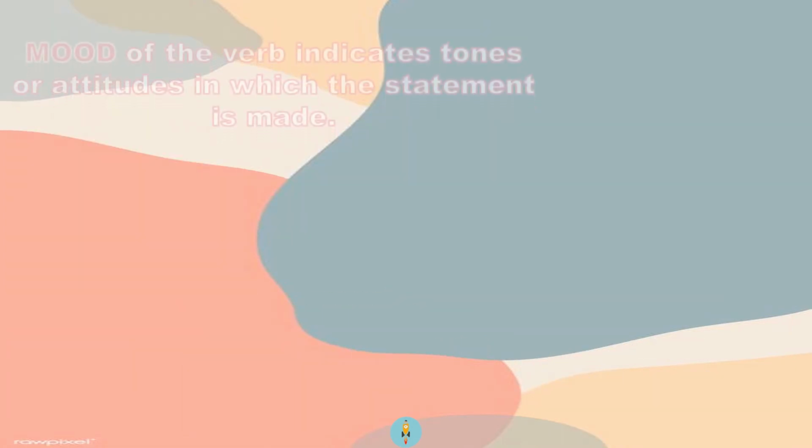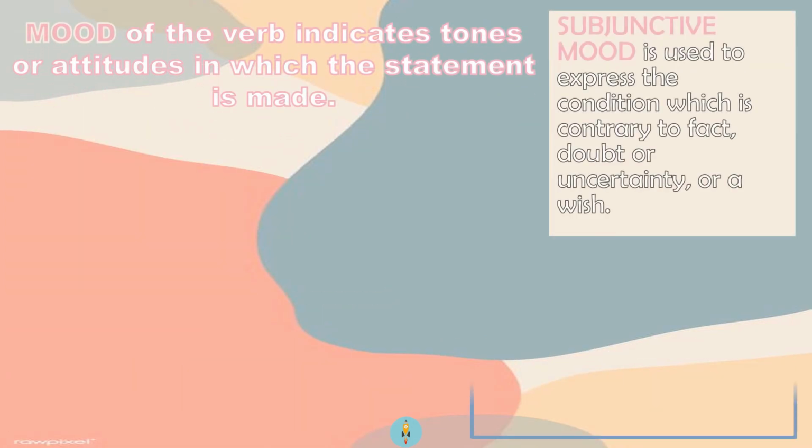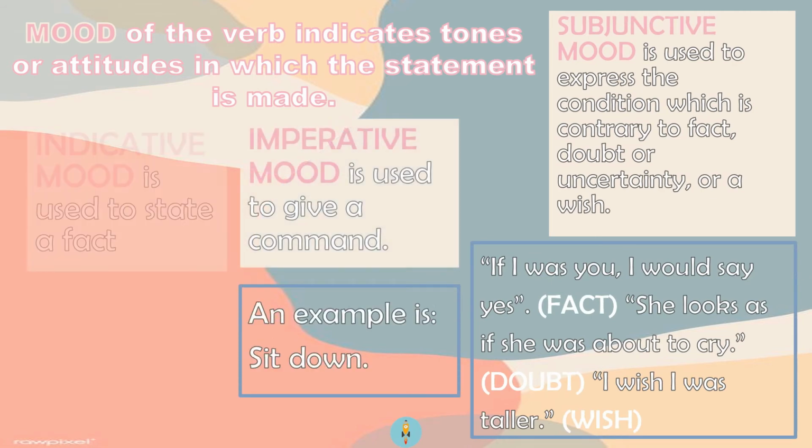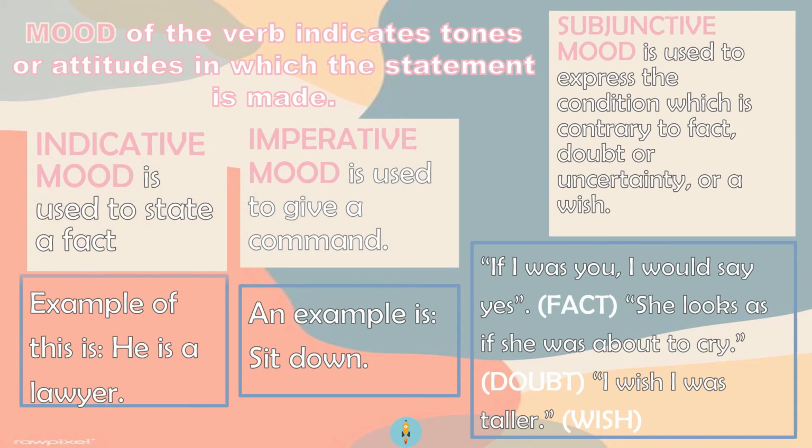A mood of the verb indicates tones or attitudes in which the statement is made. Indicative mood is used to state a fact. Imperative mood is used to give a command. Subjunctive mood is used to express a condition which is contrary to fact, doubt or uncertainty, or a wish.